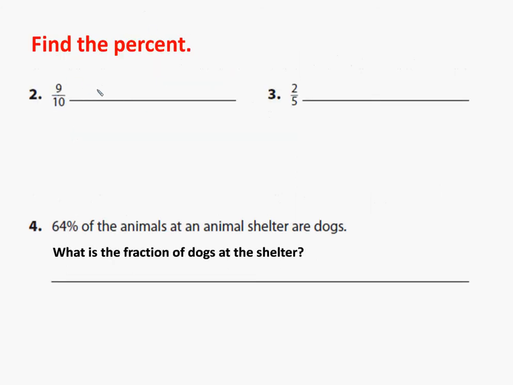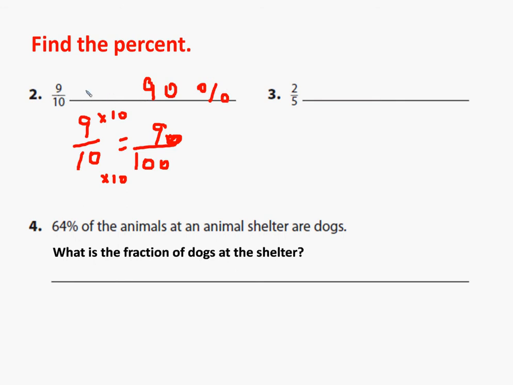So let's find the percentages here. 9/10. What I want to do is change the denominator to 100. So if I multiply the bottom by 10, I have to multiply the top times 10. So 9 times 10 is 90, and 90 hundredths is 90%. So if I took a test and I had 10 questions, I got 9 of them right, I would get a 90% on that test.